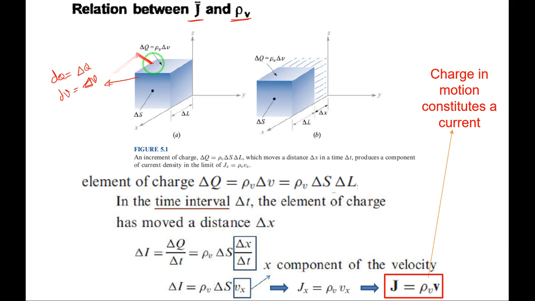Okay, how many number of charges are there in this small cube? So delta Q is equal to rho V into delta V, because volume charge density, how we define? Charge per unit volume. So if I want delta Q, so rho V into delta V. The same thing, delta Q is equal to rho V into delta V.